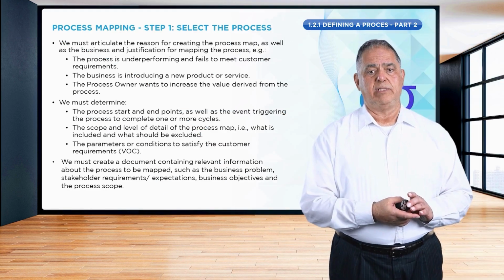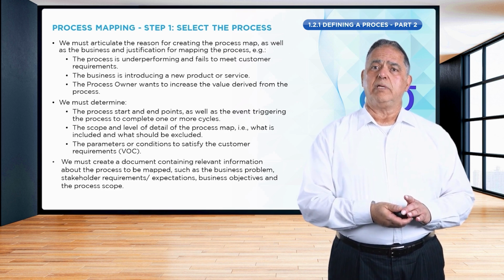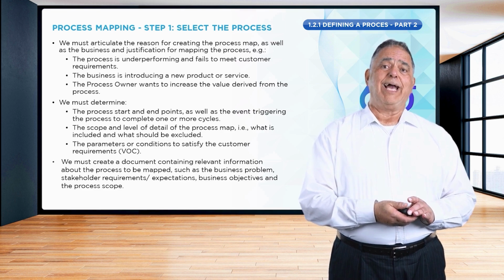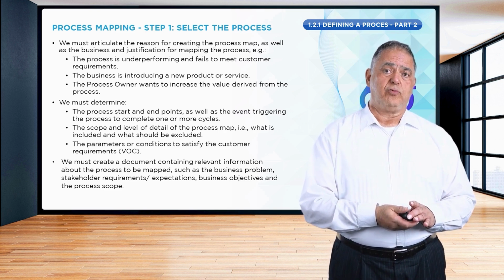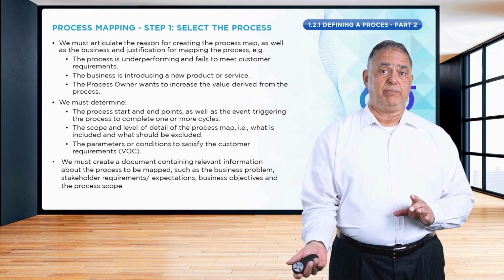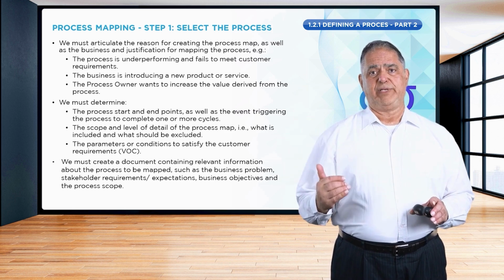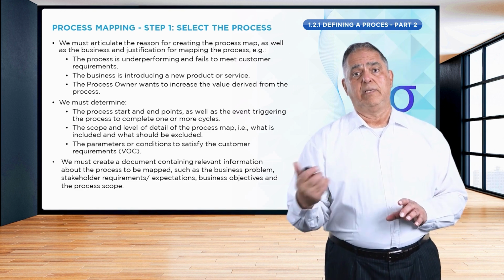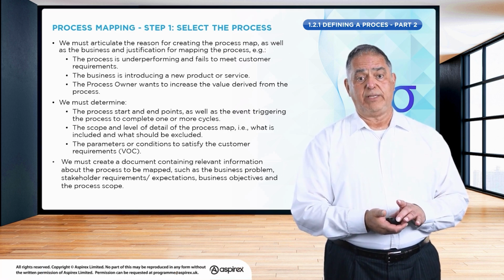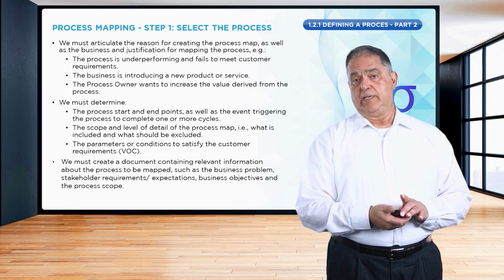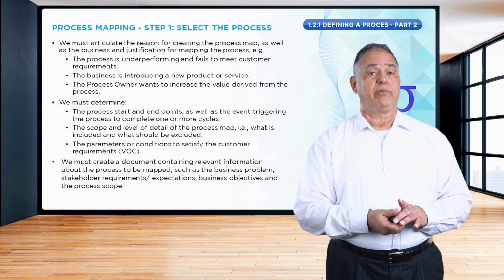So the first one is about selecting the process. Now, not all business processes have to be mapped, and definitely not all business processes have to be mapped to the extreme level of detail. So the whole idea behind a process map is we map to the level of detail that helps us solve the business problem. So for starters, we must articulate the reason of why we need to map the process and provide a business justification for the mapping.